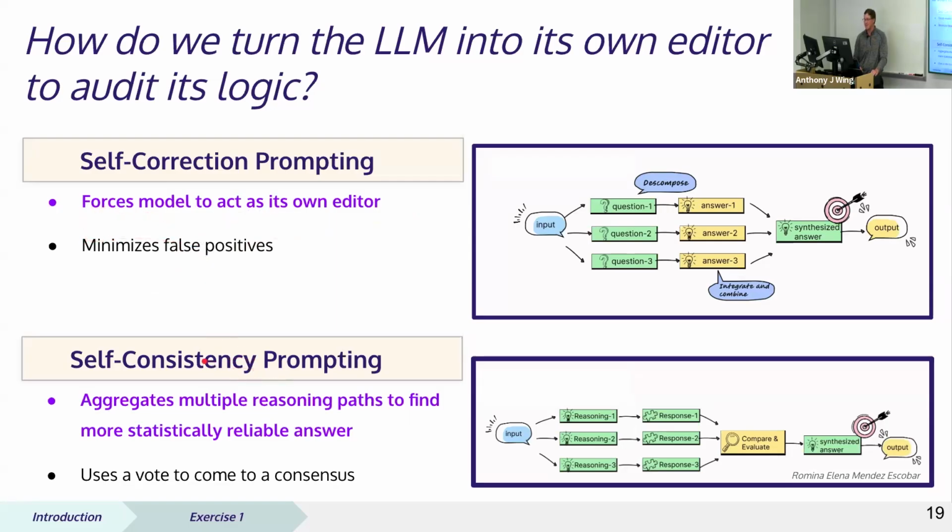And then finally, we have self-consistency prompting, which is a good way to aggregate multiple reasoning paths to find a more statistically reliable answer. So it works just like a tree of thought would, except it uses a vote to come to a consensus on the best path instead of simply providing all of those paths for you. It votes on the best one.